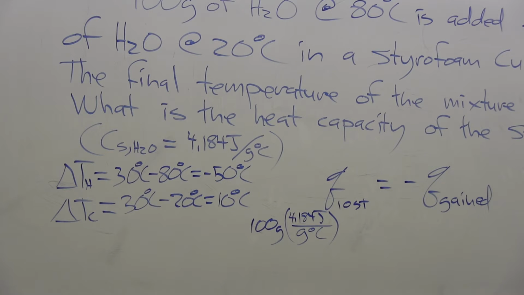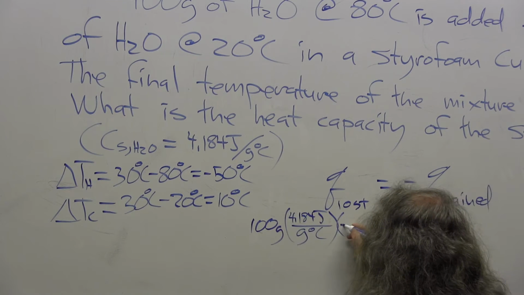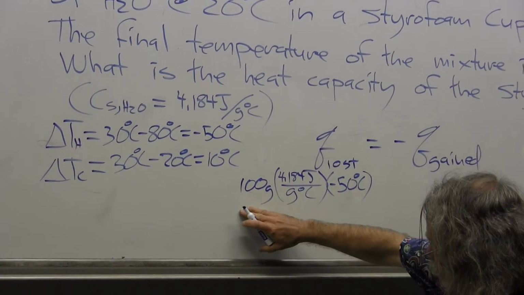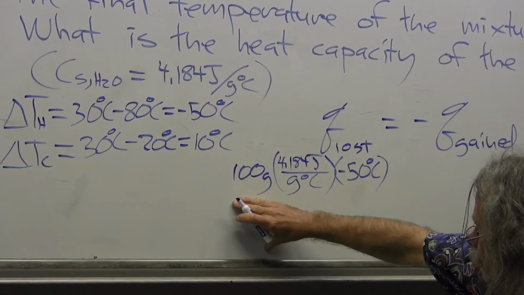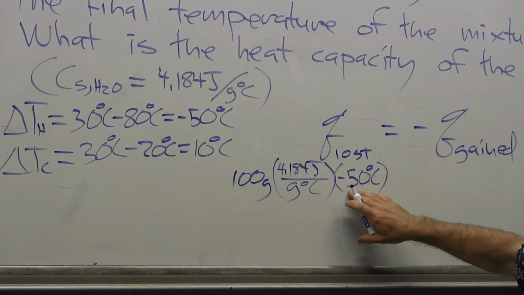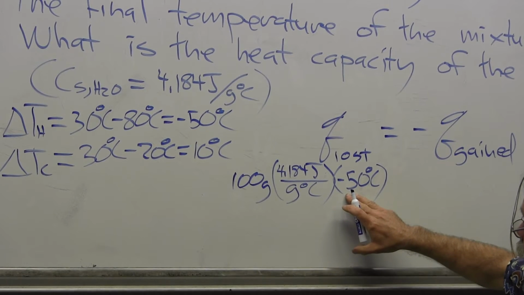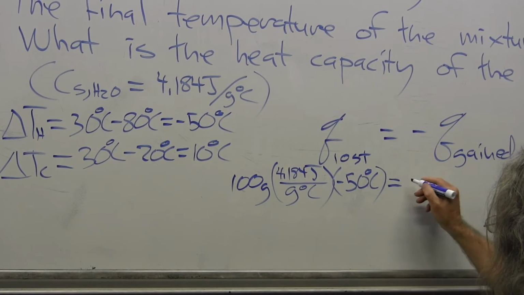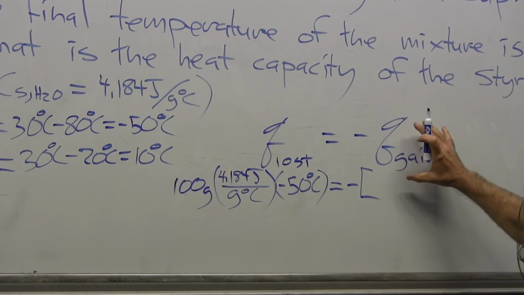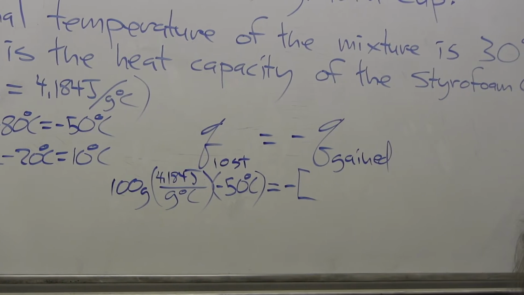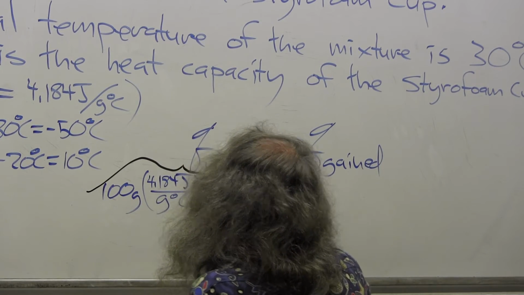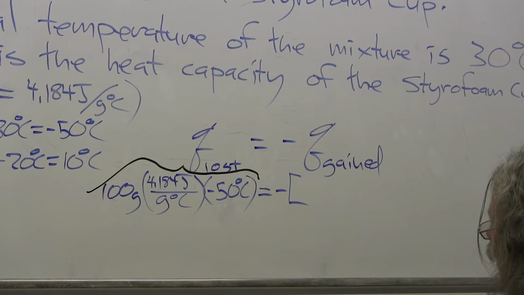So now that we have that information, this is times minus 50 degrees Celsius. In other words, the hot body has a mass of 100 grams, the specific heat is 4.184 joules per gram degree Celsius, and the change in temperature, delta T, is minus 50 degrees Celsius. And that is equal and opposite in sign. We'll place a bracket here because everything in the cold body is now going to be expressed. And so let's illustrate that. This is the heat lost by the hot body.